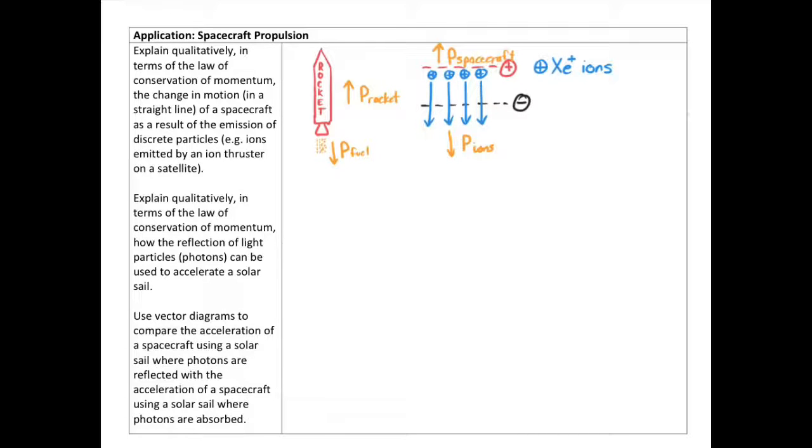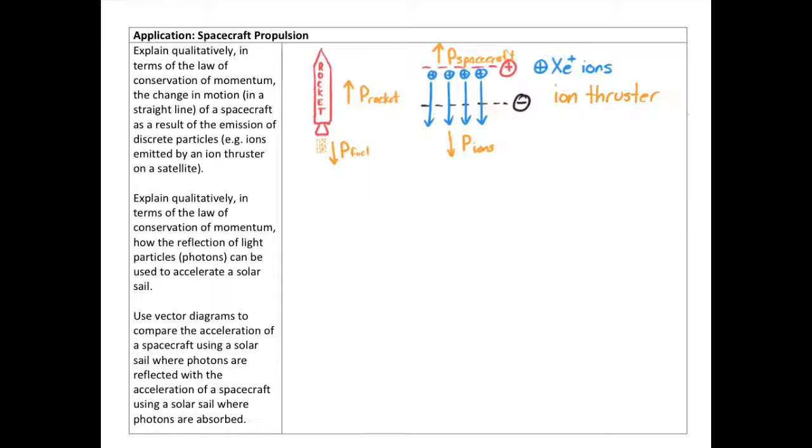Often once in space, satellites and other spacecraft use a device called an ion thruster. I should have written that here, it's over on the other side. So they might use this to adjust their orbit if they're starting to lose altitude in their orbit or if they need to move into a slightly different orbit.